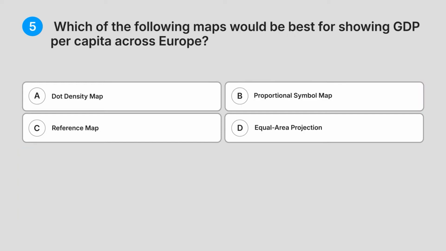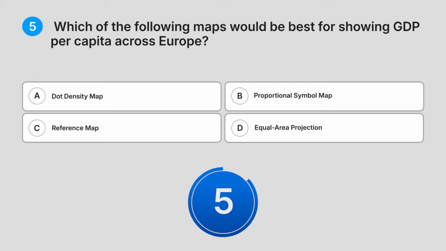5. Which of the following maps would be best for showing GDP per capita across Europe? A. Dot density map. B. Proportional symbol map. C. Reference map. D. Equal area projection. Do you know the answer?